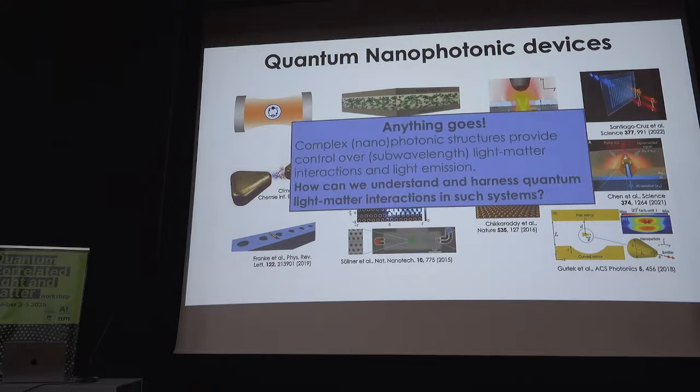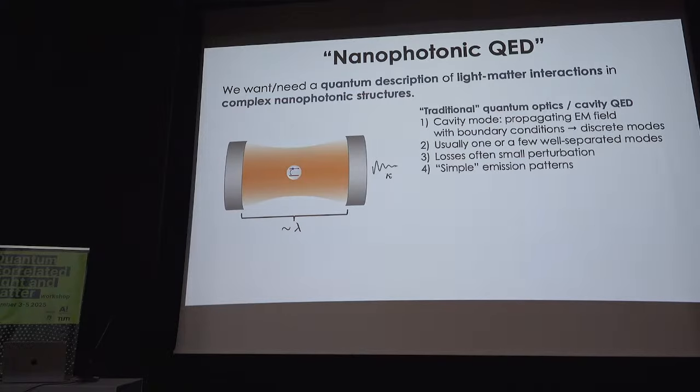What we want to do is to understand light-matter interactions in these complex photonic systems, and be able to describe them correctly.